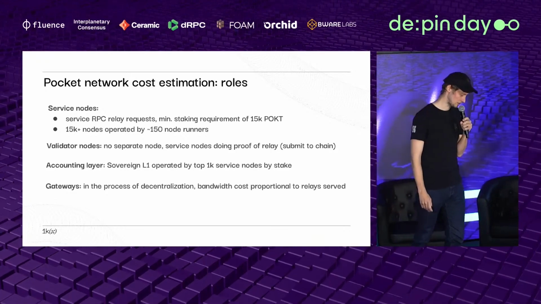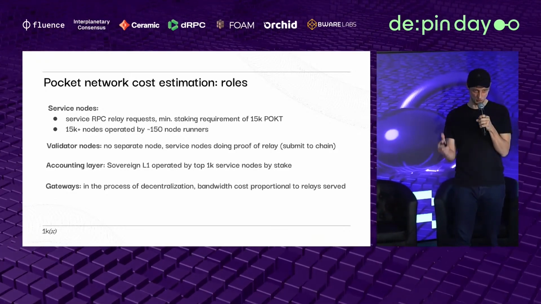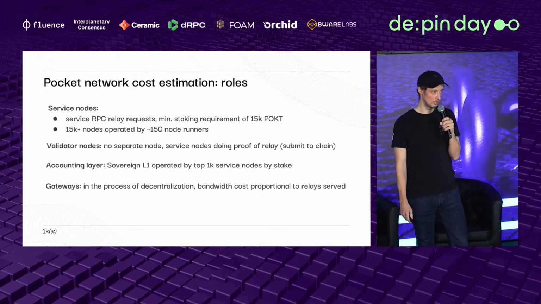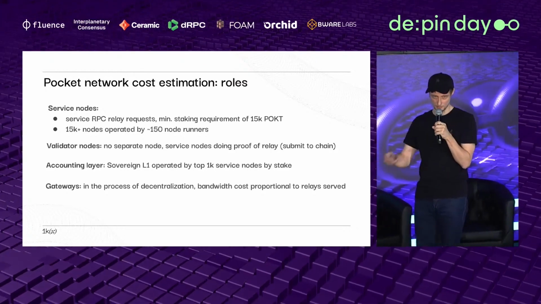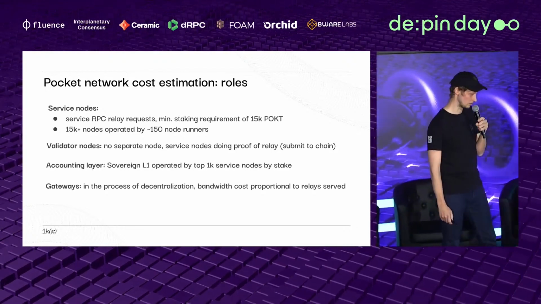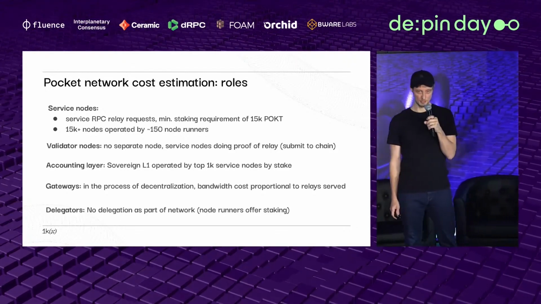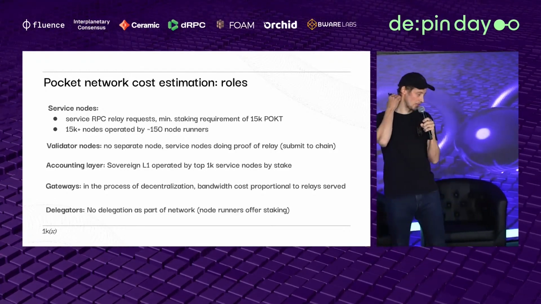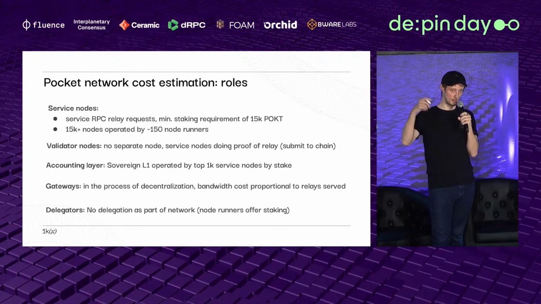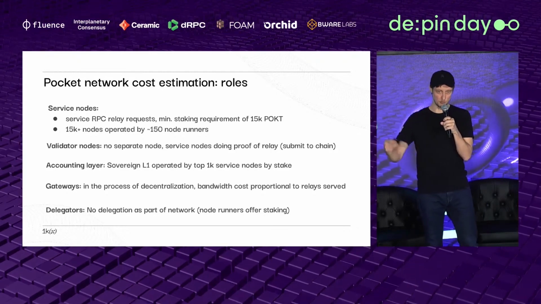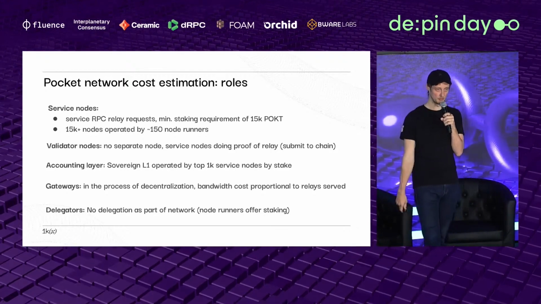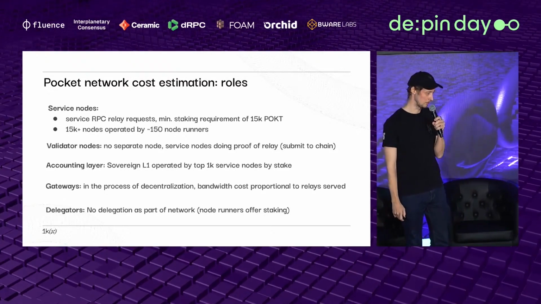And yeah, gateways. Pocket used to have just one gateway from the founding team, basically. Now they're in the process of decentralization, and as you can imagine, the main cost driver for gateways is the bandwidth, right? Basically, paying for all this data transfer. Delegation is the last role. There is no delegation as part of the network, but these node runners that have thousands of nodes typically also allow Pocket holders to just stake with them, right? Because each service node needs Pocket token, so you benefit from attracting this capital.